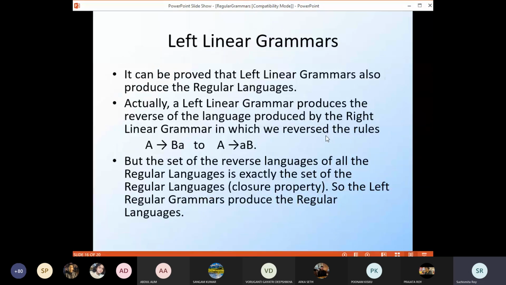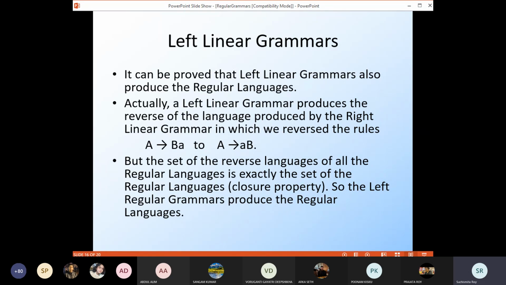So please remember, just to summarize, all regular sets can be produced by context-free grammars. Only these grammars are slightly more specialized. Okay, they are either left linear grammars or right linear grammars. Sometimes they're also called left regular grammars and right regular grammars. So this left linear grammar and right linear grammar are called regular grammars.